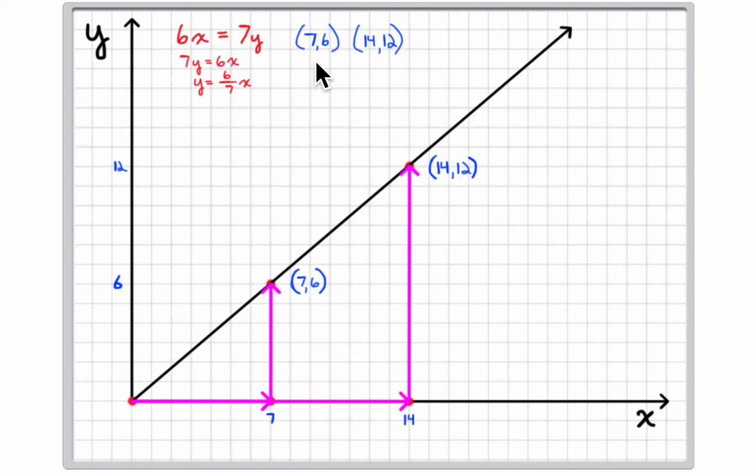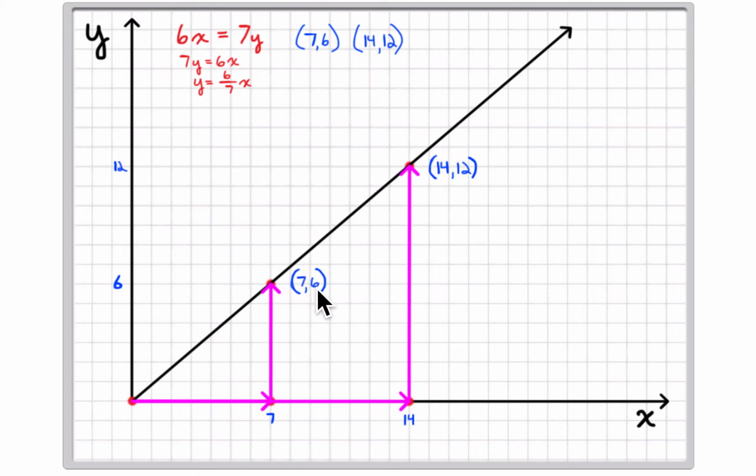Oh, it's okay. By choosing x as 7, we calculated then that y is equal to 6. And choosing x as 14, we calculated y is equal to 12. Right, I knew I had to divide by 7, so I want to choose a multiple of 7. That was it. All right, so those 2 points, graph those 2 points.